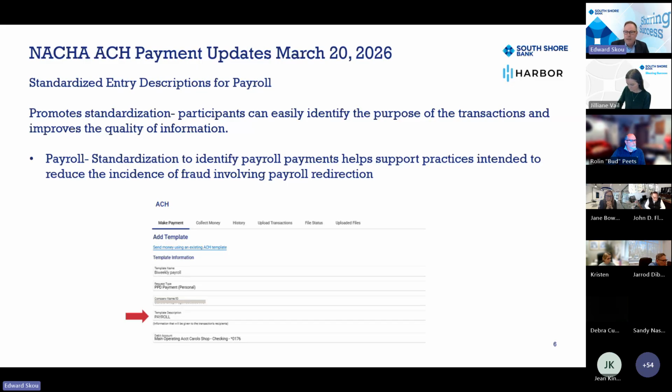The reason you want to do that is that by standardizing payroll as a description, it provides banks the ability to monitor the transactions and identify payroll. What we see a lot with fraudsters is them redirecting payroll transactions. So by noting it, banks are able to monitor that transaction much better.